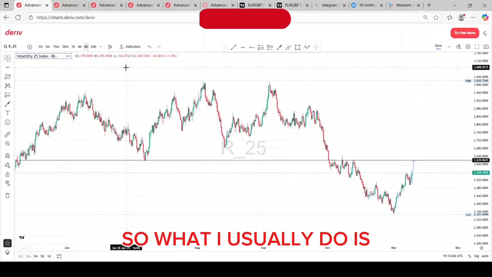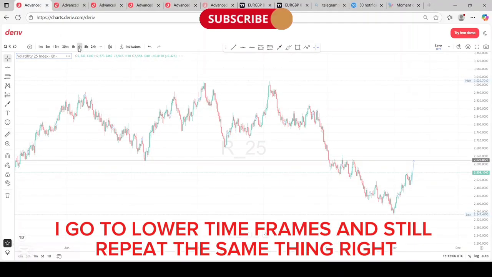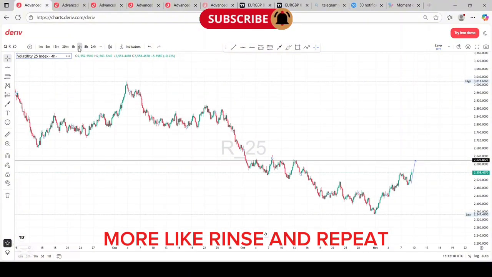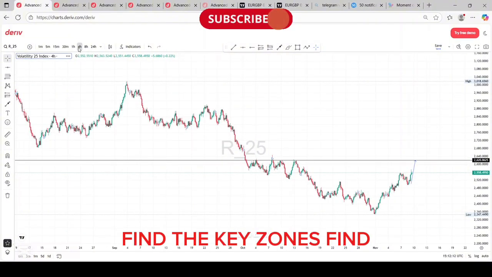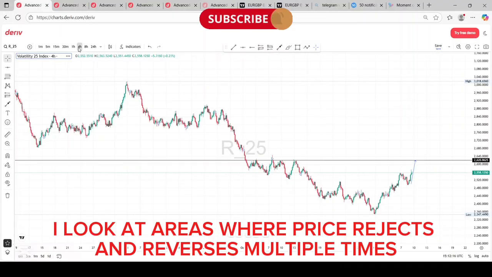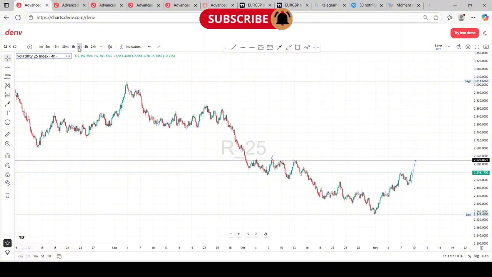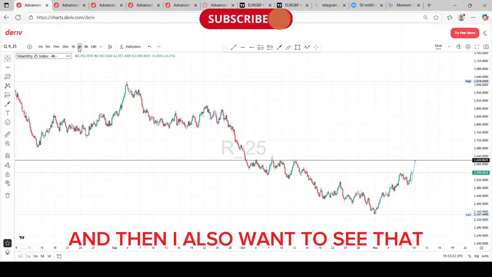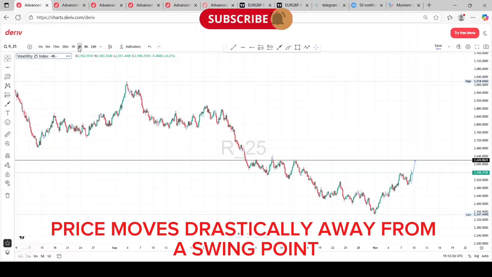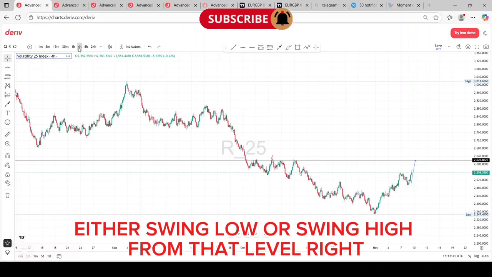So what I usually do is I go to lower time frames and still repeat the same thing, right? More like rinse and repeat. Find the key zones, make sure that I look at areas where price rejects and reverses multiple times. And then I also want to see that price moves drastically away from a swing point, either swing low or swing high from that level, right?